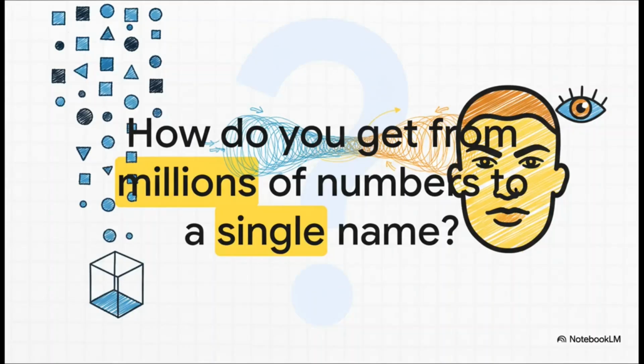And that right there is the big mystery we're going to solve today. How in the world does it bridge that incredible gap? How does it get from just cold, hard data to a confident, "hey, that's Sarah," kind of identification?